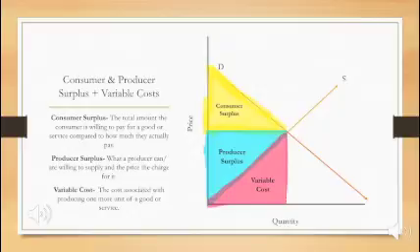I'll have a consumer surplus of $5 because I'm willing to pay more for that steak than the price is set at. Producer surplus, which is represented by the blue triangle, is what a producer is willing to supply at the price that they charge for it. As long as the producer surplus is above the variable costs, they will continue to produce at this level. And lastly, variable cost is the cost associated with producing one more unit of a good or service.